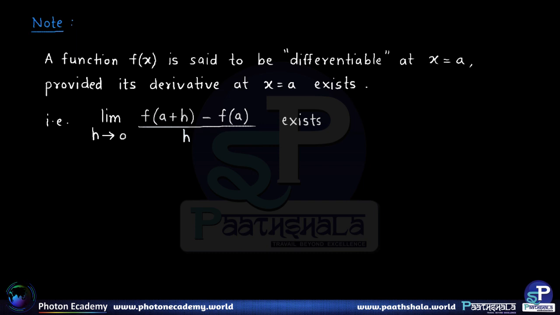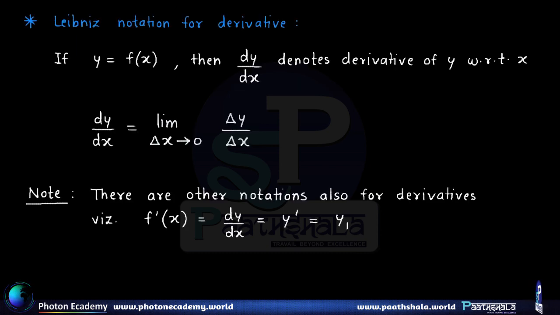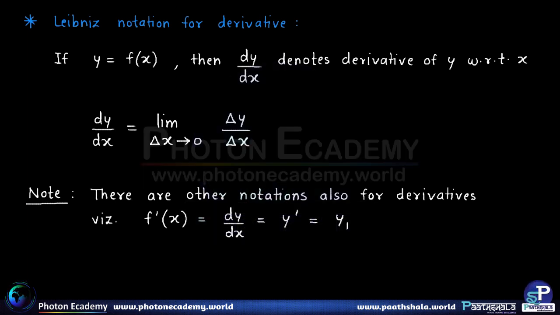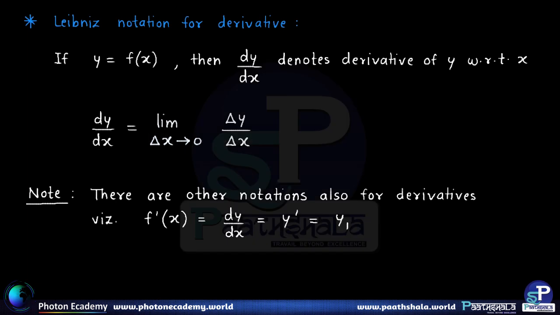Moving ahead. Here we have additional notations for denoting the derivative. This is the Leibniz notation for derivative. If y is some function of x, say f of x, then dy by dx denotes the derivative of y with respect to x. In other words, dy by dx is nothing but the limit of delta y upon delta x as delta x tends to 0. Now let's understand where this comes from.